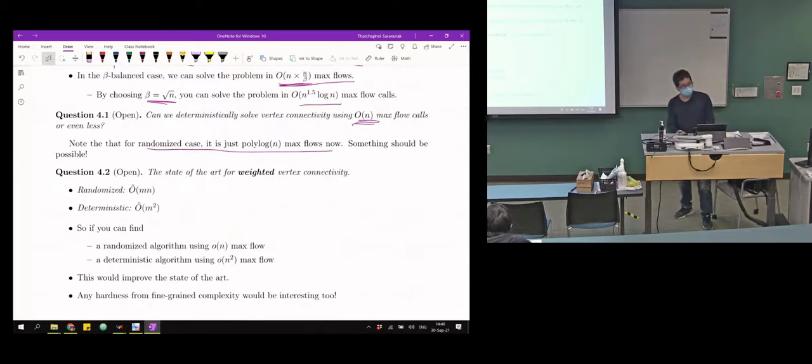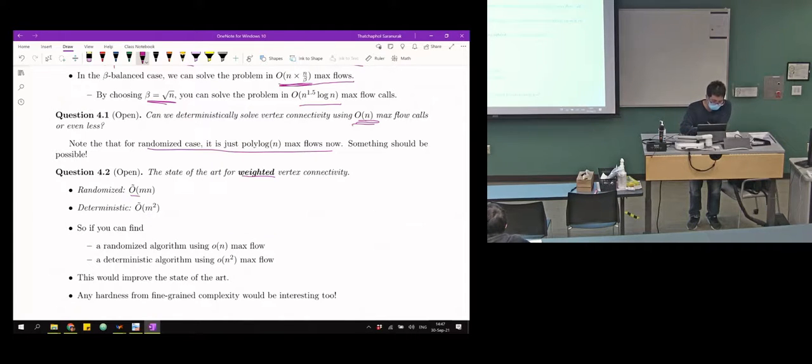By the way, there is an interesting open problem too in the weighted case. So the same problem, where each node has a weight, and you want to find the minimum weight vertex min cut. The problem is clear, right? You want to find a set such that the total weight is smallest, and you separate the graph.